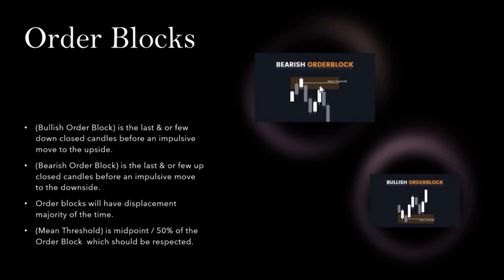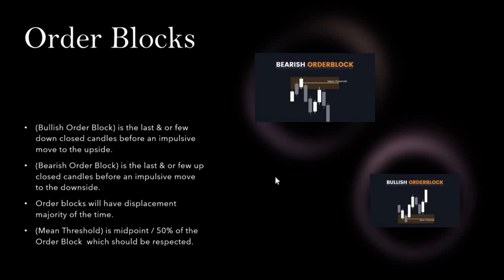What we want is the market to trade back up into this candle and then reject lower, so we can use this as an entry point to short the market. And if it's in premium, that's another confluence for a short here. So again, a bearish order block is the last or few up close candles before an impulsive move to the downside. We want to enter on this order block, and we want it to respect the mean threshold, meaning we do not want the body to close above it. The wick can go as far as it wants to, but we do not want to see a body close above this mean threshold. Once it does that, that is a sign of disrespect, and it means this order block is invalid.